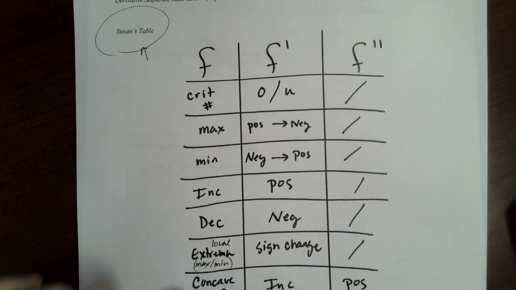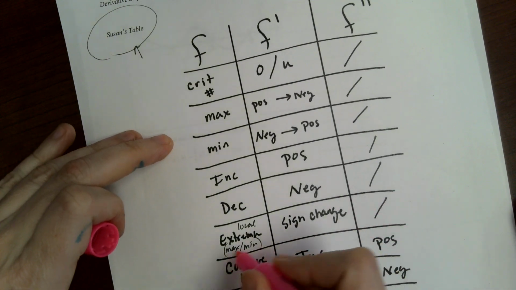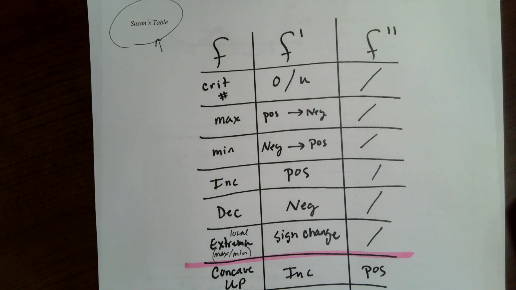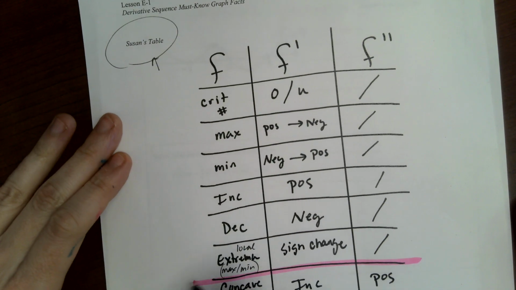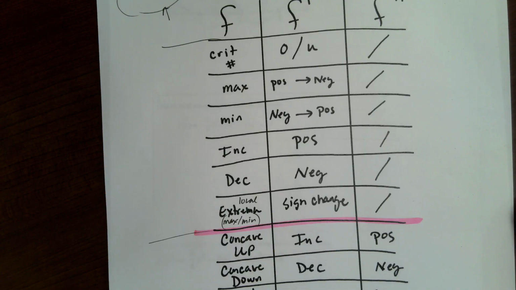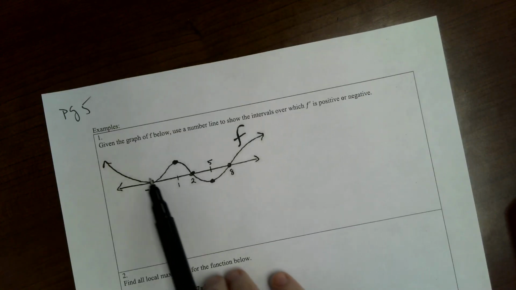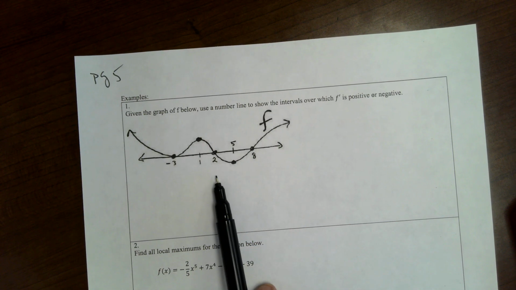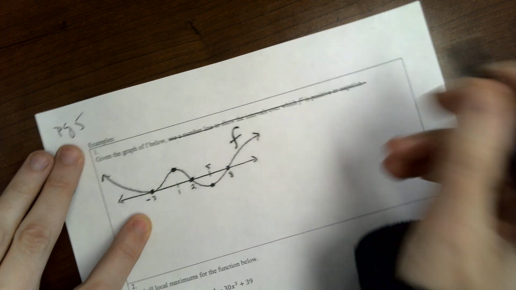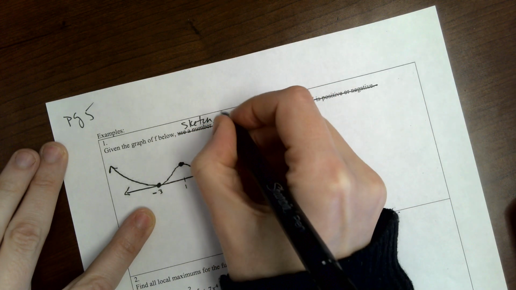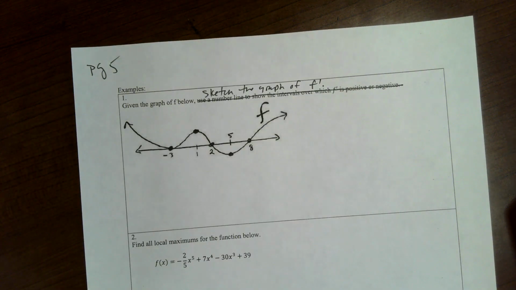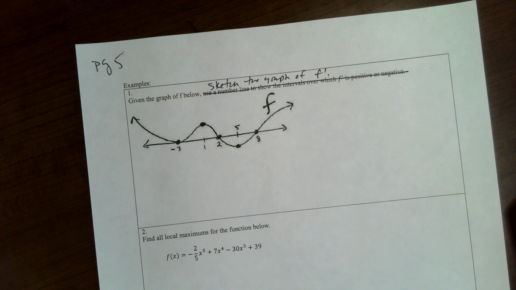Okay, so guys, this stuff about concavity, if you have a highlighter handy, we're not going to really go beyond this point today. Before we jump into a problem, all we're going to do today is this first example, and then we're going to stop. We're given the graph of f below, and we're going to sketch the graph of f prime.